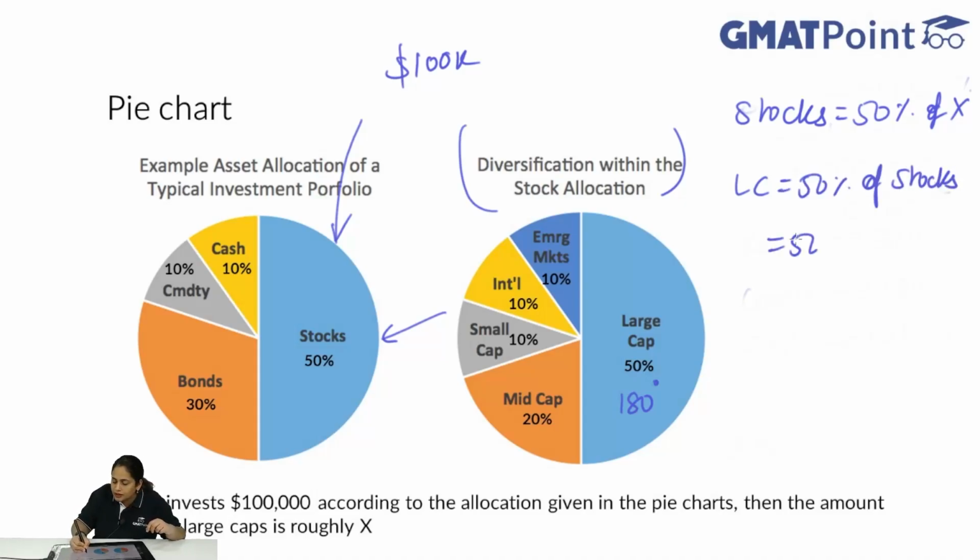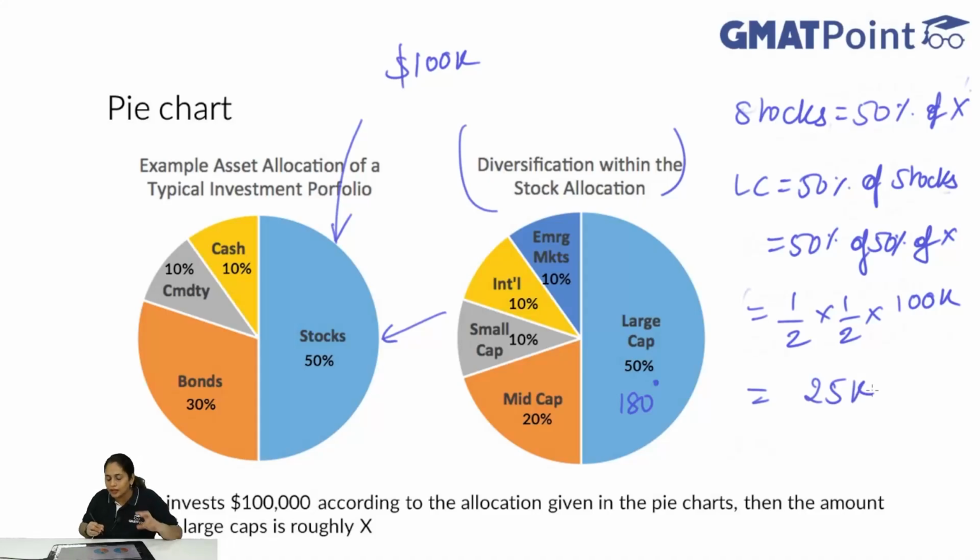So that is how much? This is 50% of 50% of X. So if X is equal to 100k, this is half into 100k. That will be equal to how much? That will be 25k. So without even making the entire table, by using basic arithmetic and reading it, this is half, this is half, half of half. Half of half is 1/4. So 1/4 of the portfolio is in large cap, which is 25k.